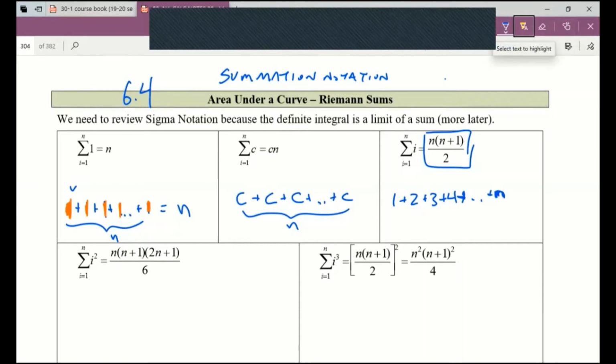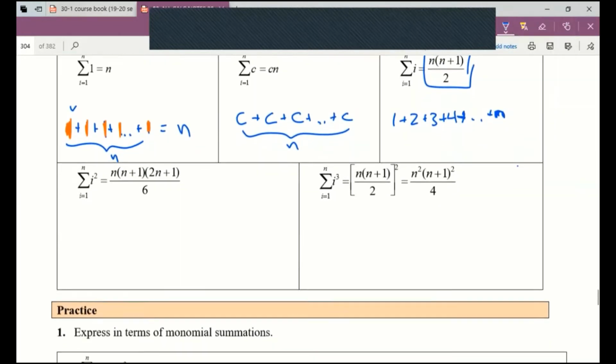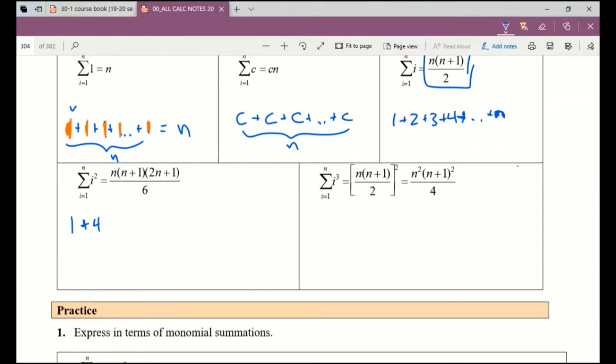In this next one, we're going to add i squared. So when i is 1, our first term is 1, when i is 2, i squared is 4. 3 squared is 9. 4 squared is 16. How far do we go? We go until we get up to n squared. And it just so happens that we have this nice formula for the summation of i squared from 1 to n: n times n plus 1 times 2n plus 1, all over 6.